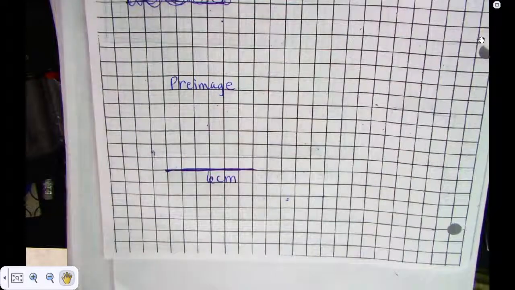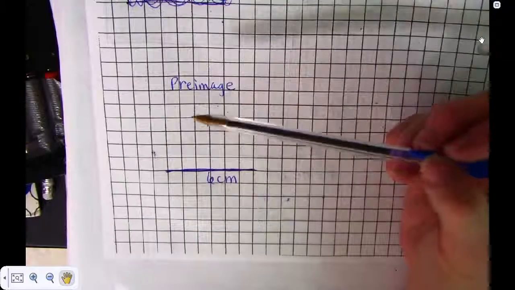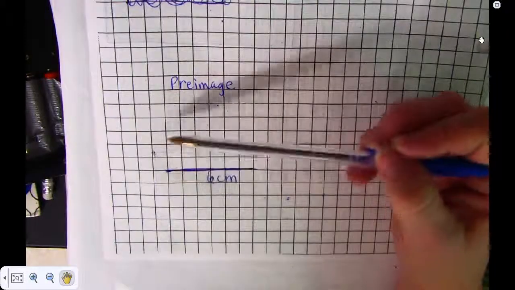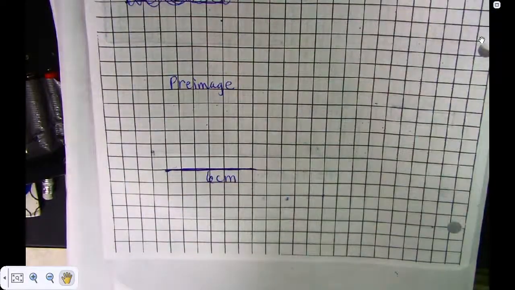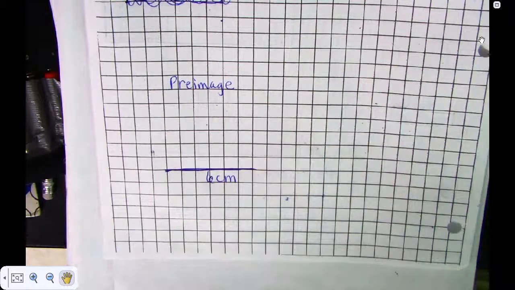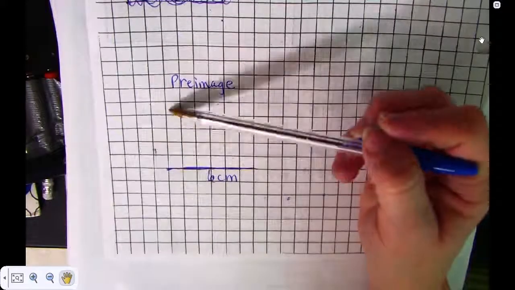I want to draw an isosceles triangle, and the height has to be 4. So I want you to think, where am I going to draw my height from? Thinking. Where am I going to draw my height from?